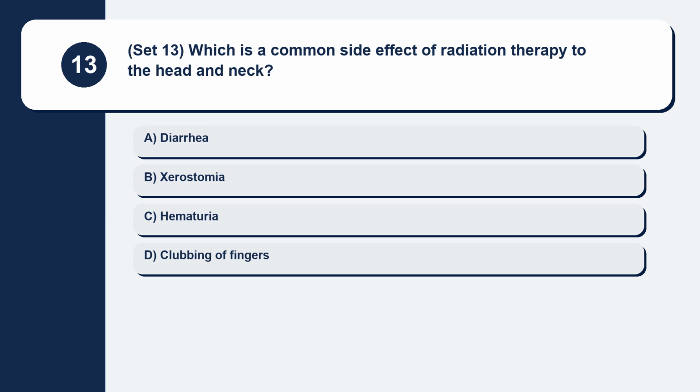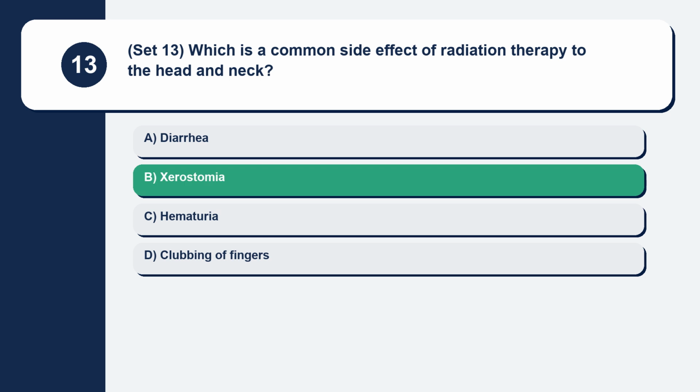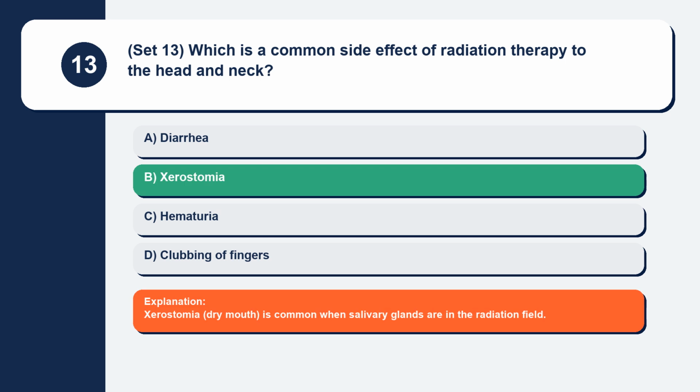Question 13, Set 13. Which is a common side effect of radiation therapy to the head and neck? Diarrhea, xerostomia, hematuria, clubbing of fingers. Xerostomia, dry mouth, is common when salivary glands are in the radiation field.